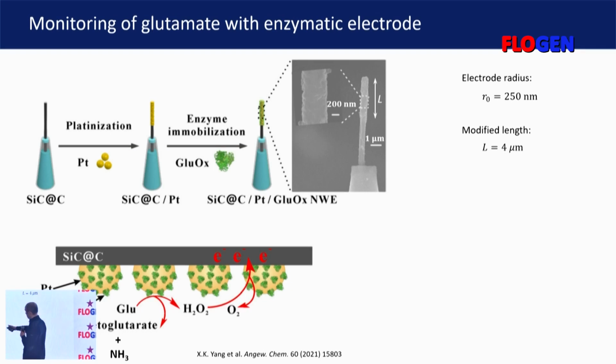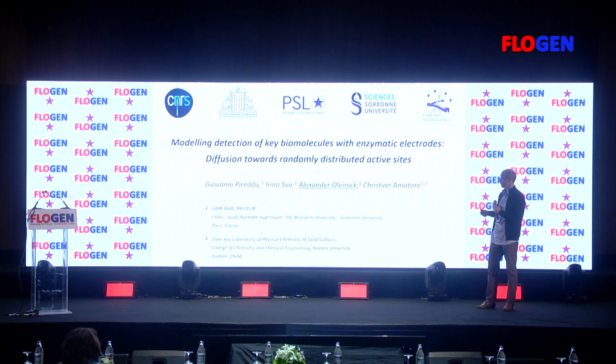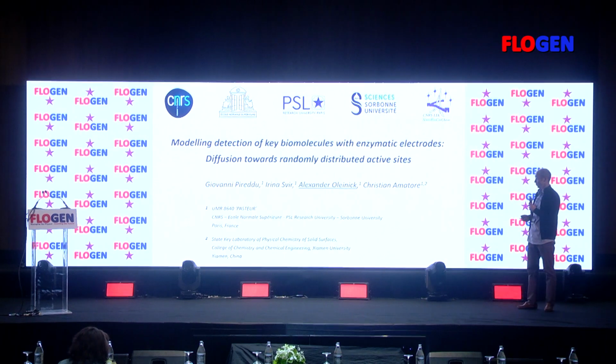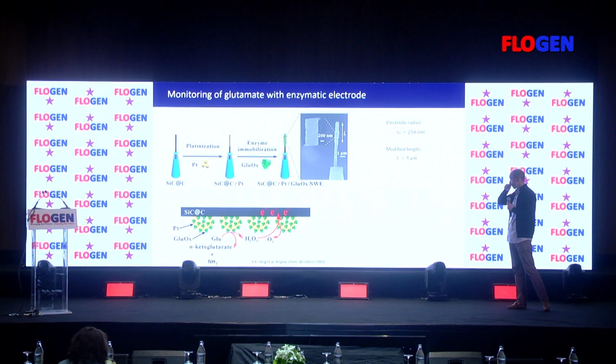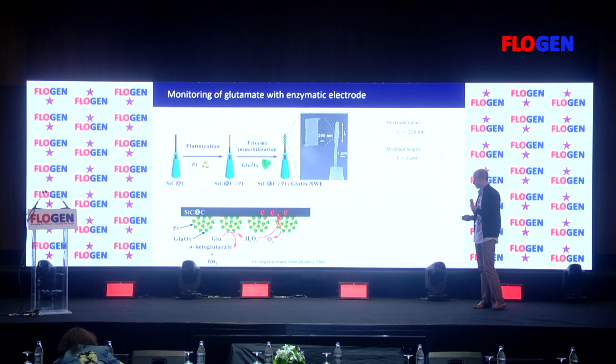The point here is that the enzymes which are distributed at the electrode surface, basically we cannot control precisely their position on the electrode surface. And if we look at a model representation of this electrode, the enzymes will be randomly distributed along the electrode surface. And the substrate has to diffuse toward the electrode surface and then find the particular active sites which will be able to process the substrate molecule.